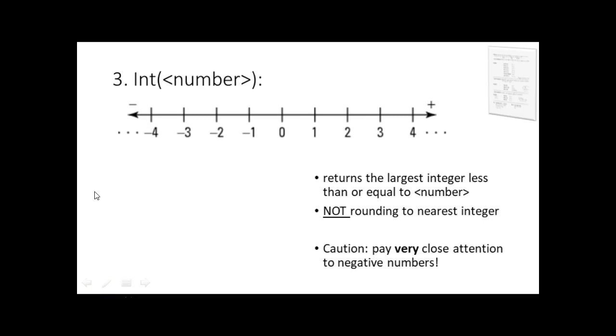Now for the third function. The third function involves a number line, and it is int. It's an interesting function. What it does is it returns the largest integer less than or equal to the number. One thing that will catch people off guard is negative numbers. Pay close attention to the examples on the next slide for the negative numbers.